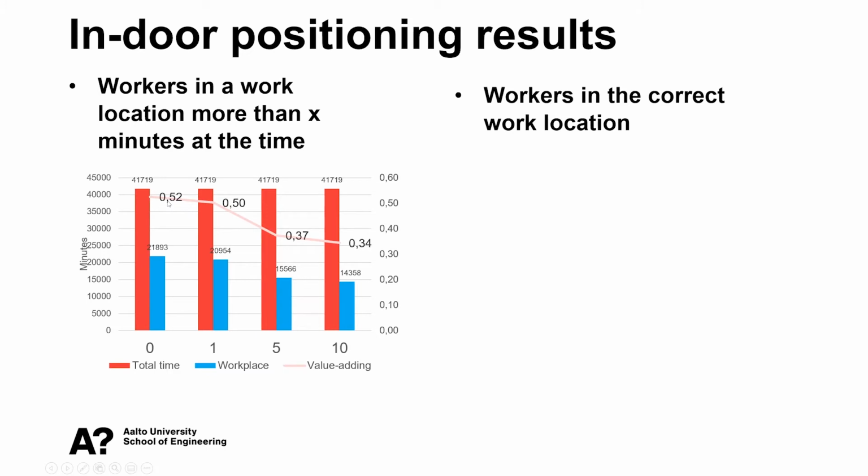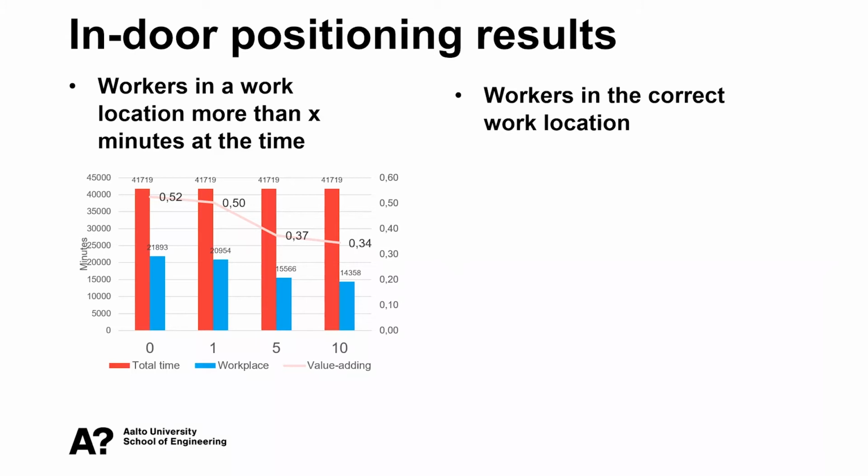52% of the time workers were in work locations, just visiting work locations. But if they have to stay in one location before moving elsewhere 5 minutes or longer, the percentage drops to 37% or 34%. So this kind of KPI could be calculated for the whole site at all times by using indoor positioning techniques. If we integrate schedule information, then you can also evaluate whether the workers are in the correct work location, and then give alerts that how many of construction workers are in the right work location today.